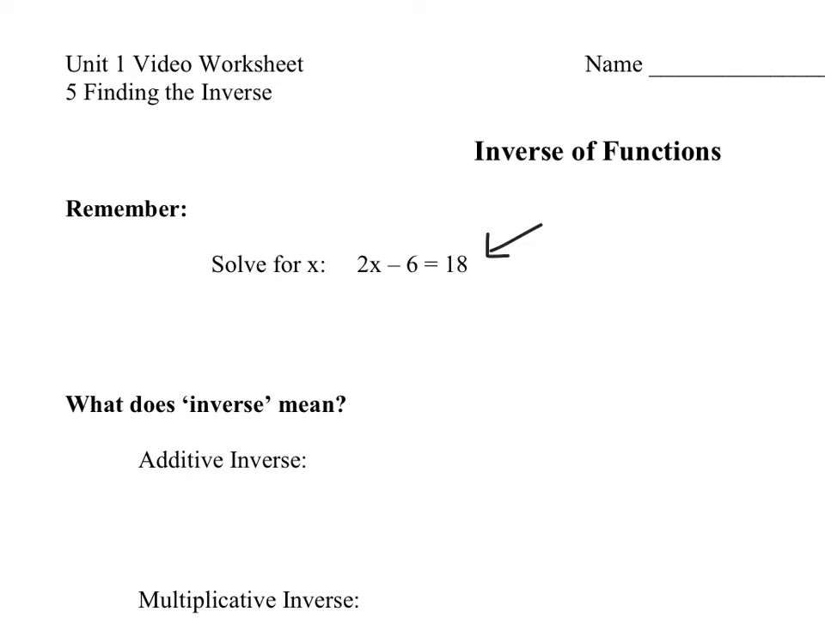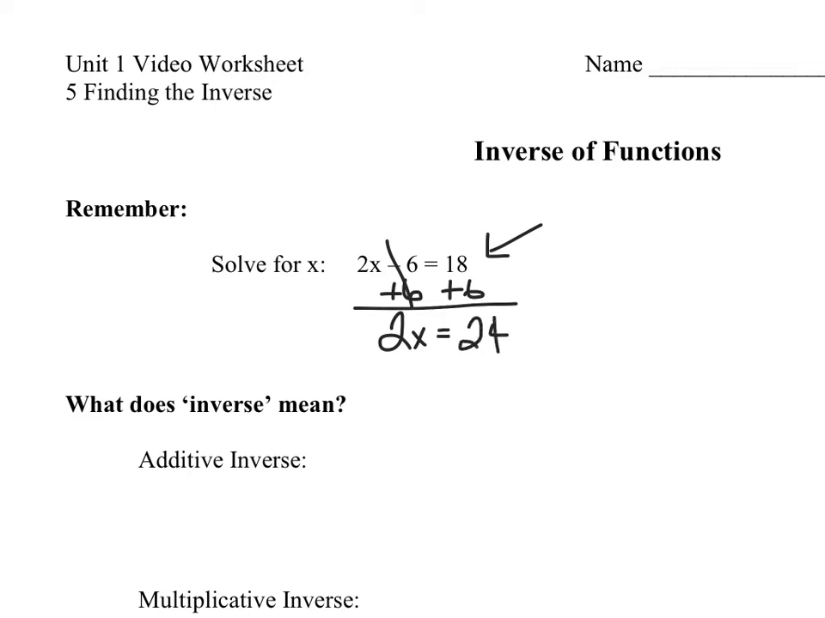Solve for x. Right? To solve for x, you need to get everything away from x. So you need to do the inverse operations of each value. So if I have a negative 6 here, in order to move that to the other side, I need to add 6 to both sides. That's the inverse operation for subtraction.